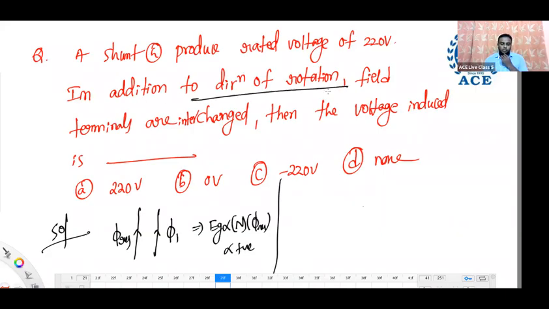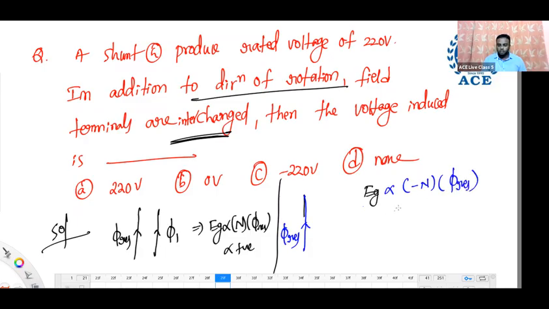Now what is given? In addition to direction of rotation, meaning the direction of rotation is reversed, at the same time the field terminals are interchanged. Whenever direction of rotation is reversed, Eg is proportional to residual flux, which is not mentioned, so I'm taking the same direction, same as previous, upward. Now I will check Eg. Direction of rotation is reversed, so minus n, and the residual flux remains the same. Now what is the overall polarity? Negative, but previously the EMF was positive.